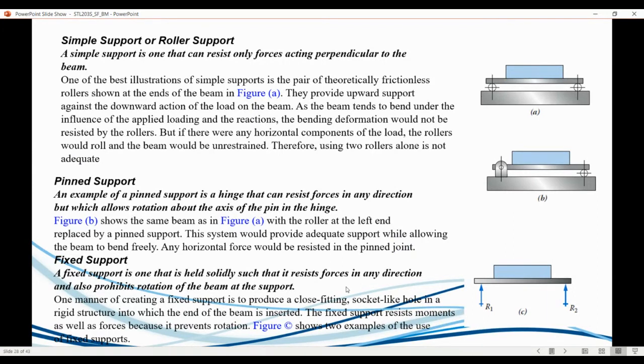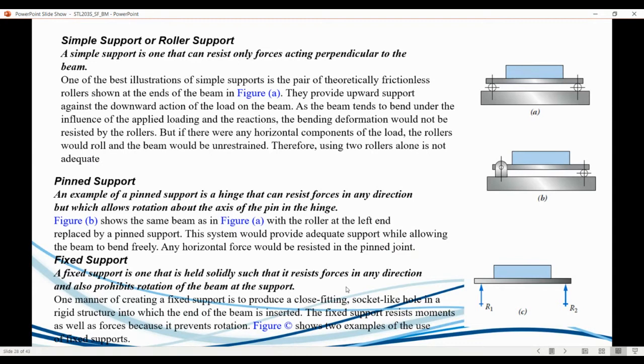And what we're just talking about, we get different kinds of supports. One would be a simple or roller support, and I say a simple support is one that can resist only forces acting perpendicular to the beam. So that's cool. You've touched supports before.